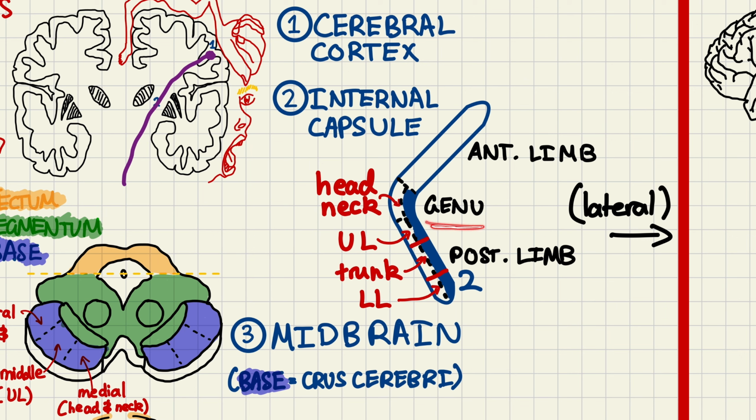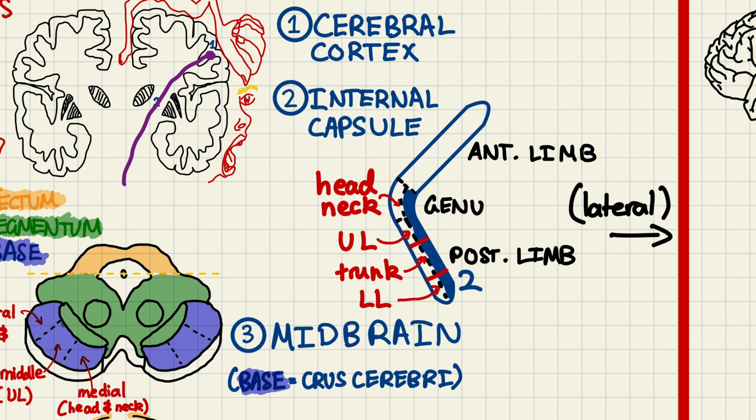Now, the genu is named because genu means knee. And you can see that this sort of looks like a lower limb. It looks like this is the thigh and this is the leg, and this will be the knee. And that's why we call it the genu. Now, within my genu and posterior limb, there is also a very specific arrangement of fibers, just like my motor cortex.